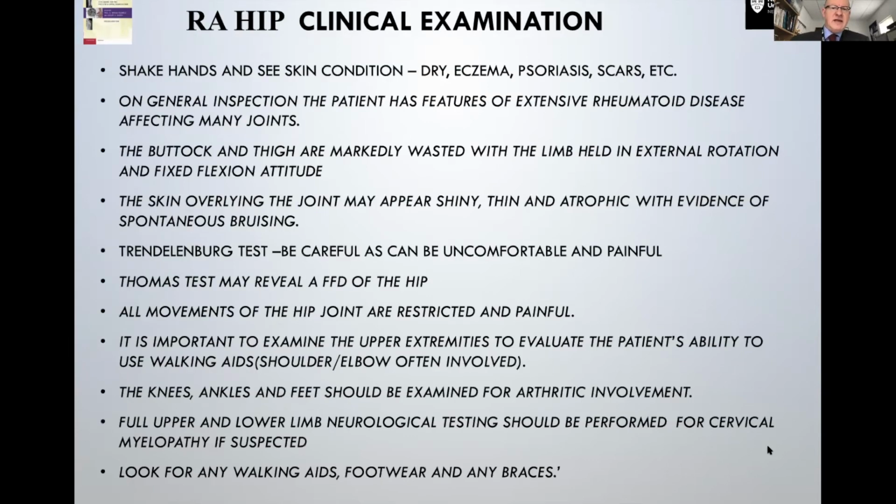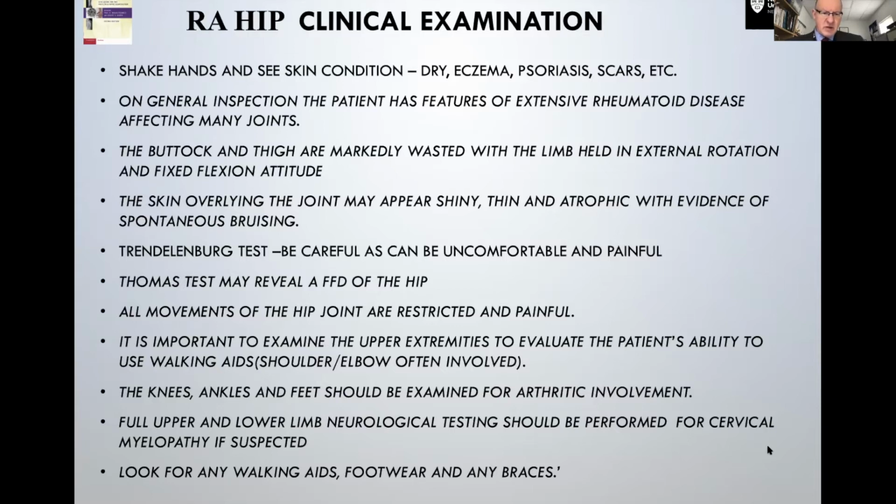In more detail with the clinical examination, shake the patient's hand, look at the skin for its condition. Is it dry? Is there any eczema present? Is there psoriasis? Is it rheumatoid arthritis? Could it be psoriasis? Are there any scars from previous surgery present? On general inspection, a patient will usually have features of extensive rheumatoid disease affecting many joints. The buttocks and thigh are markedly wasted, with a limb held in external rotation and possibly a fixed flexion attitude. The skin overlying a joint may appear shiny, thin, atrophic, with evidence of spontaneous bruising.